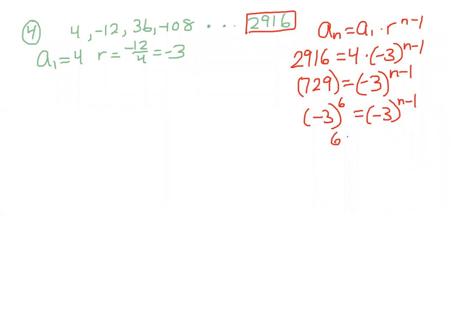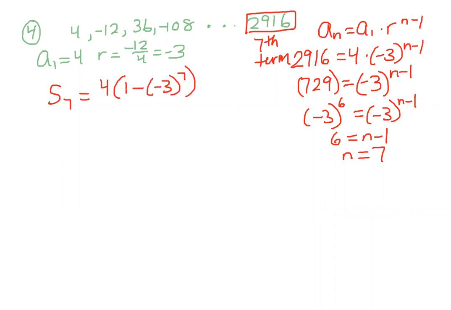So we know 6 equals n minus 1, and n has to equal 7. So this is the 7th term, and we're looking for S7 then. So we're going to take a 1 times 1 minus negative 3 to the 7th power over 1 minus negative 3. Make sure you got all your parentheses and everything in there. And this is going to equal negative 2188.